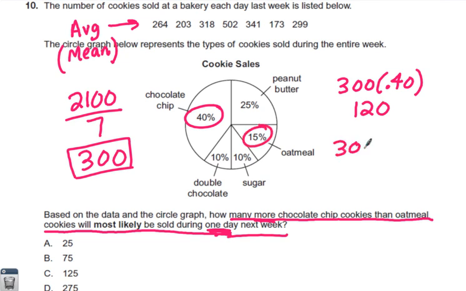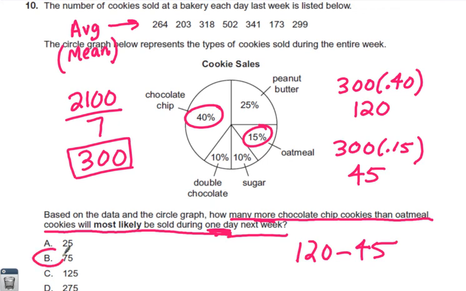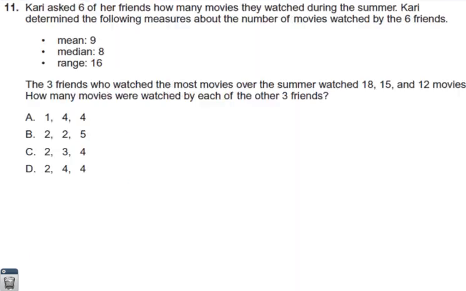And then we also need the number of oatmeal. So we're going to do 300 times 0.15 and get 45. So now we can figure out how many more chocolate chip than 45. So the final step is to just literally subtract 120 minus 45 and get 75. There you go. Number 11.